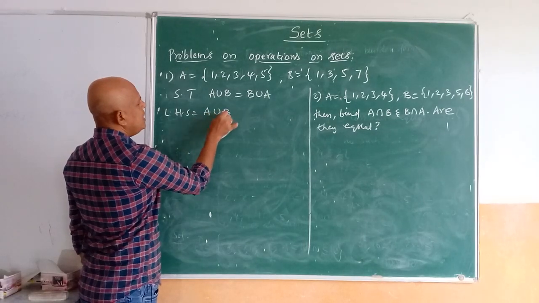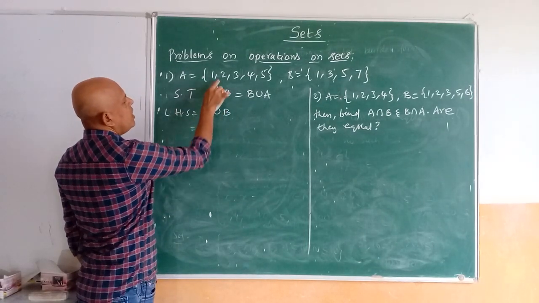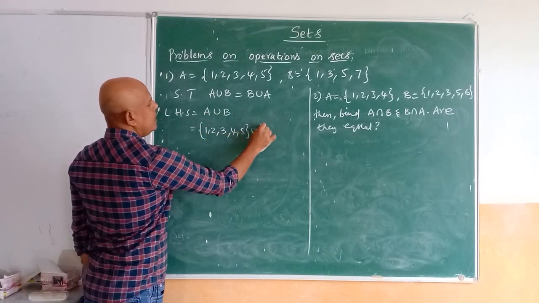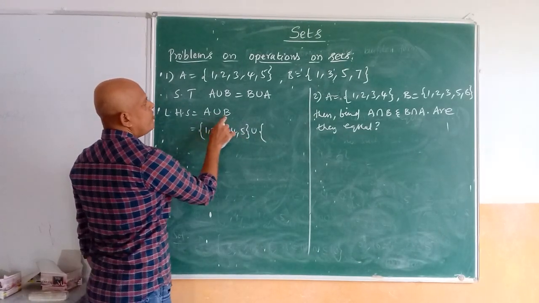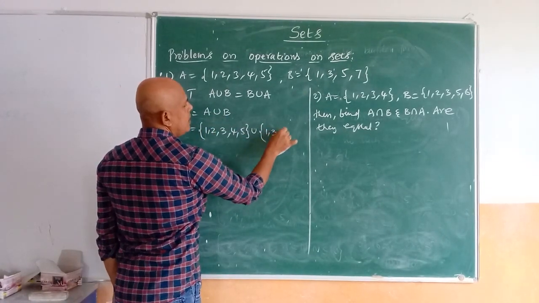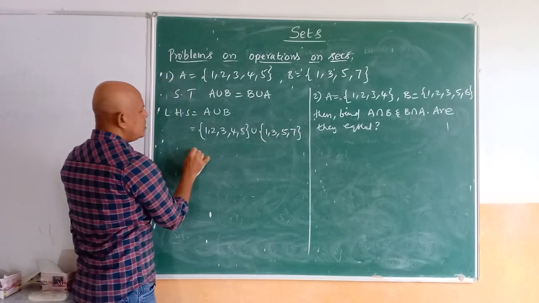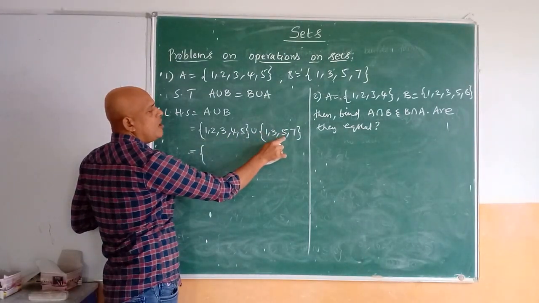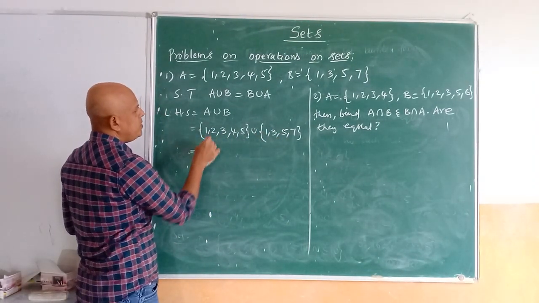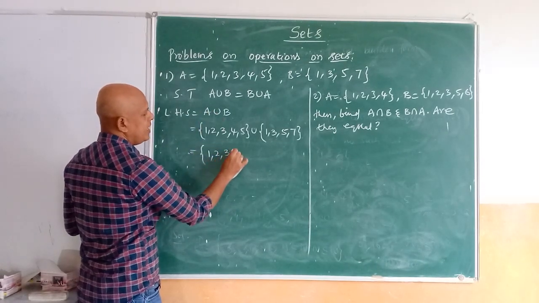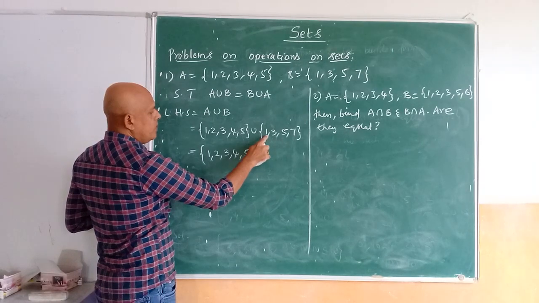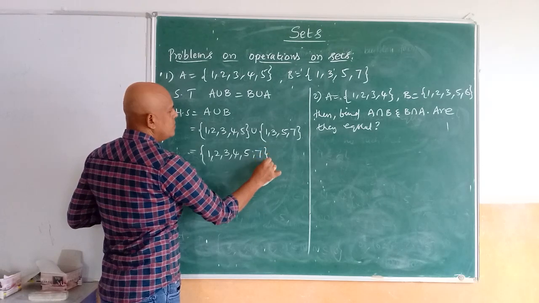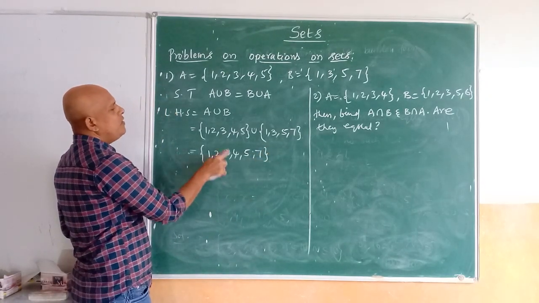So what is LHS here? A union B, that is equal to elements of A, 1, 2, 3, 4, 5, union elements of B, 1, 3, 5, 7. As we know, union means all elements which are in A as well as all elements of B. So all elements we should write. Let us write first the elements of A here: 1, 2, 3, 4, 5. So 1 is already repeated, 3 is repeated and 5 is repeated. The additional element is 7. So these are the elements which belong to A union B.